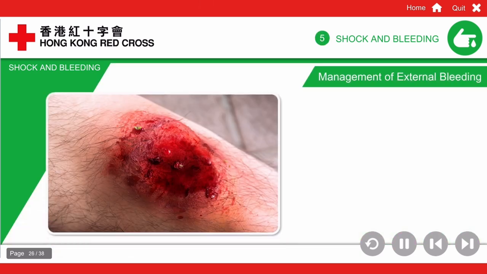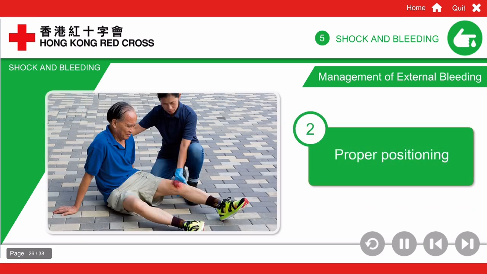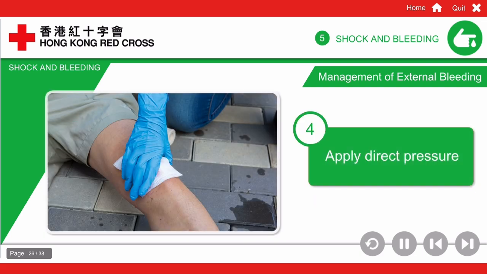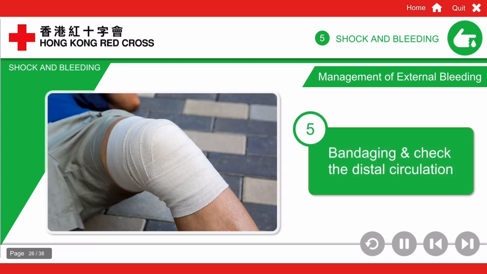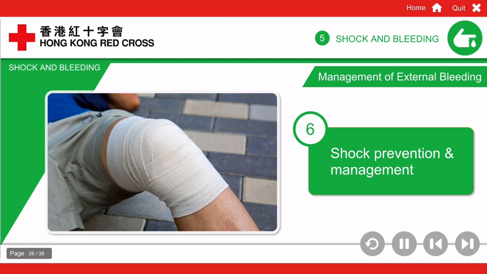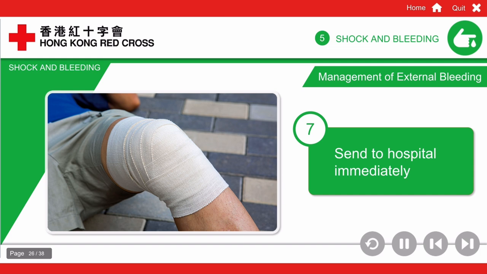To manage external bleeding, first aiders should wear protective gloves before carrying out the primary survey of DRABCDE. After that, place the victim in a right position, examine and irrigate the wound. Then stop bleeding by applying direct pressure. Bandage the wound after bleeding has been stopped. In case of severe bleeding, we should prevent and manage shock and send the victim to hospital immediately.